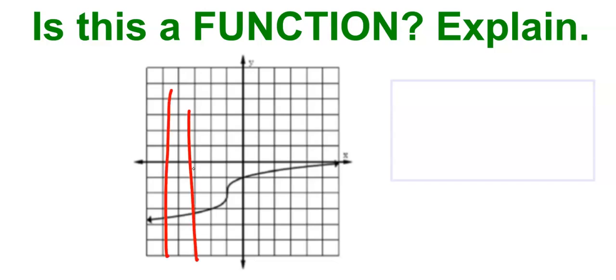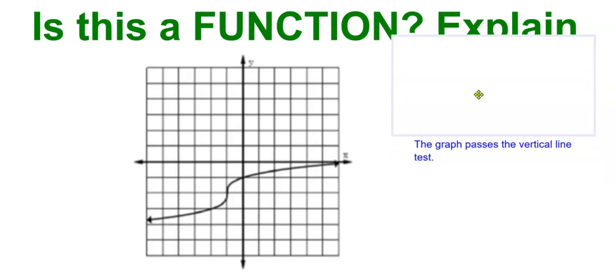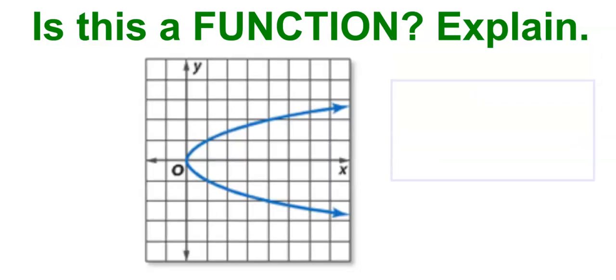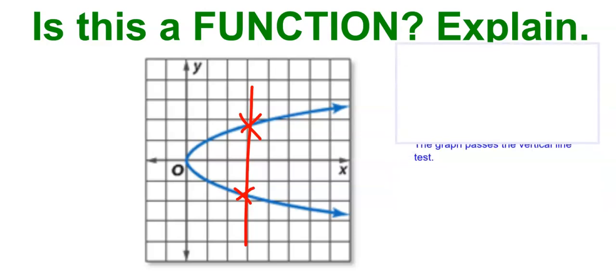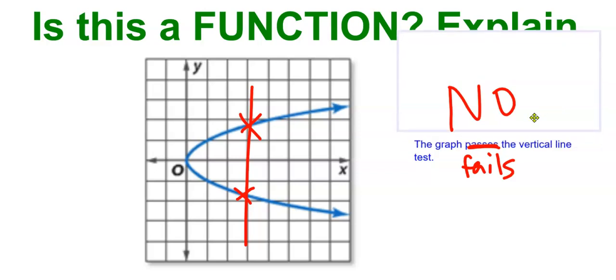Same as this graph here. When I draw my vertical line, I never touch the graph more than one time. So this is a function because it passes the vertical line test. Now take a look here. I touch the graph in two places. So this is not a function. And we say because it fails the vertical line test. And that is how you define linear or functions.